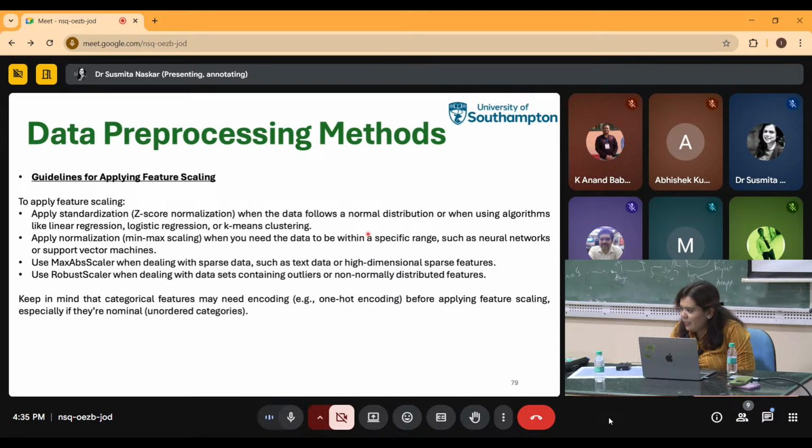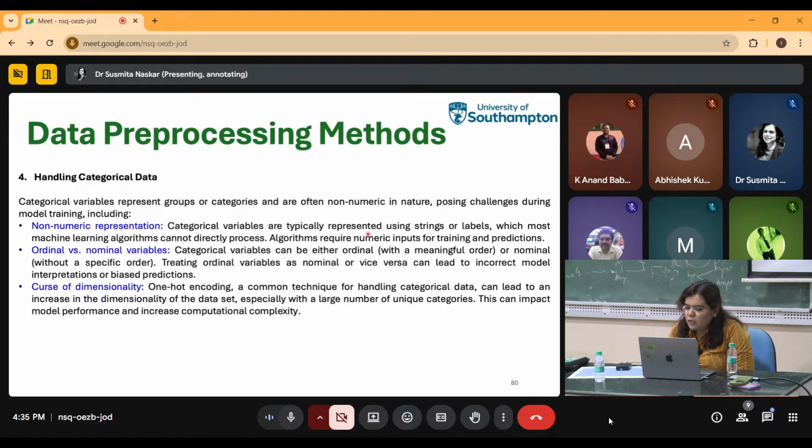The next topic is handling categorical data, which is another crucial aspect of data preprocessing. Categorical variables represent groups or categories that are often non-numeric, which poses unique challenges for machine learning models. The key challenges and considerations: first is non-numeric representation. Categorical variables are typically stored as strings or labels, which most machine learning algorithms cannot directly process. So we need to convert them into numeric form so models can use them to train and predict.